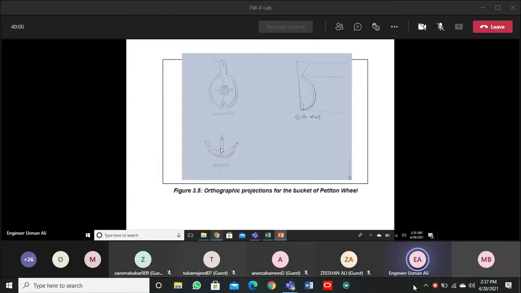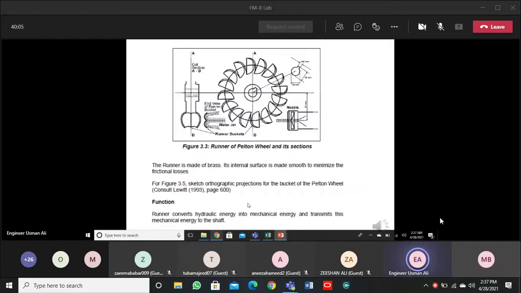Tachometer. It is used to measure the RPM of the turbine, the runner of the turbine, or the shaft of the turbine. It is attached on the far end of the shaft by a belt and gives the direct reading. The function of the tachometer is to measure the RPM.